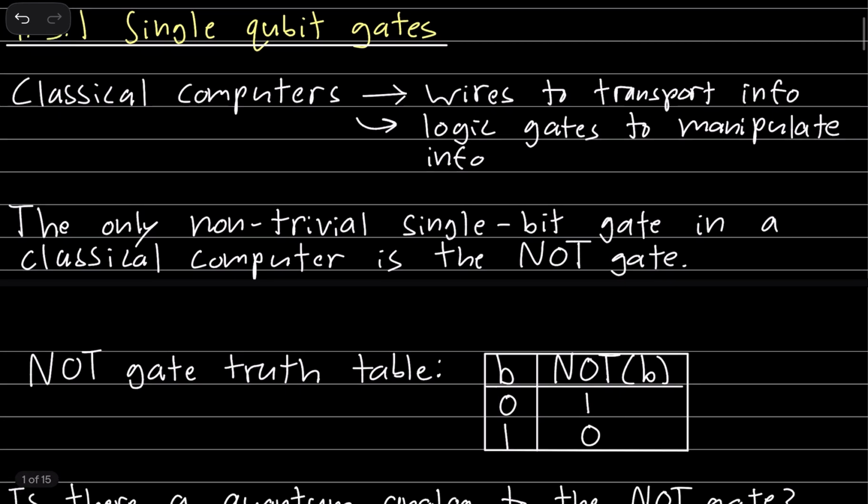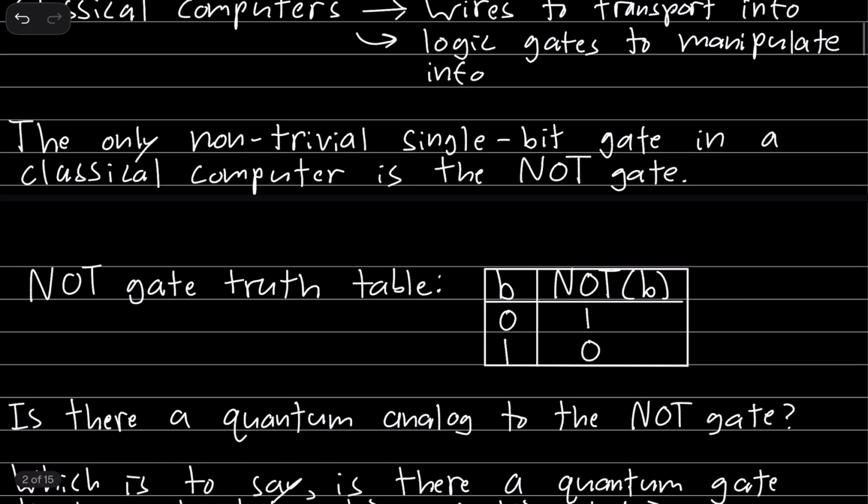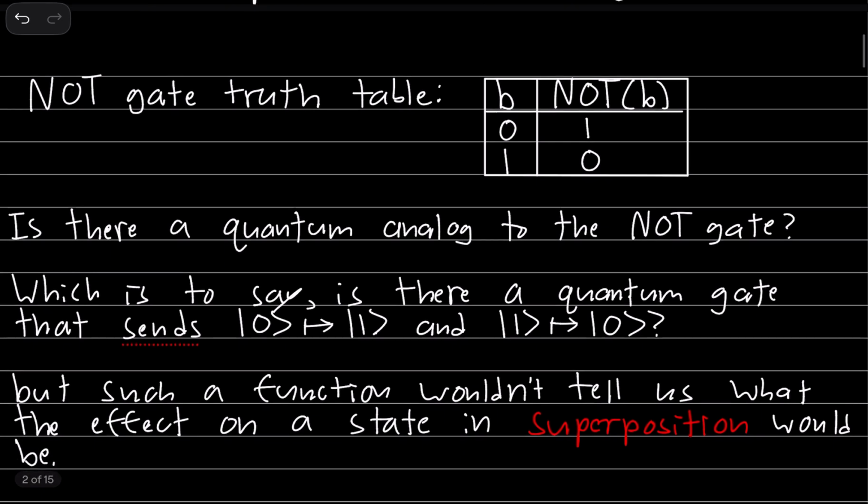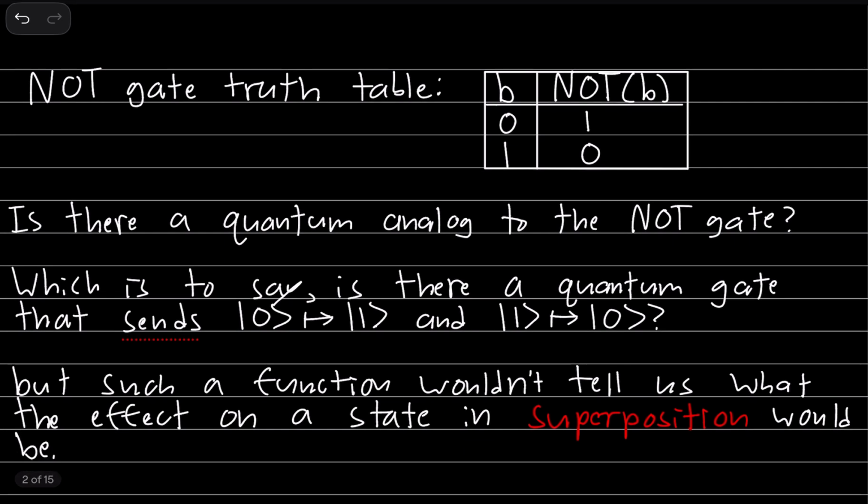The only non-trivial single-bit gate in a classical computer is the NOT gate, right? We can see it in this truth table here. If the bit's a 0, it'll take it to a 1. If the bit's a 1, it'll turn it into a 0. So is there a quantum analog to this NOT gate? Which is to say, is there some quantum gate that sends ket 0 to ket 1 and ket 1 to ket 0?